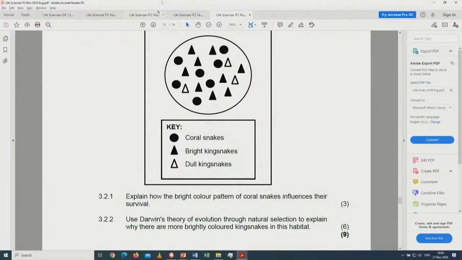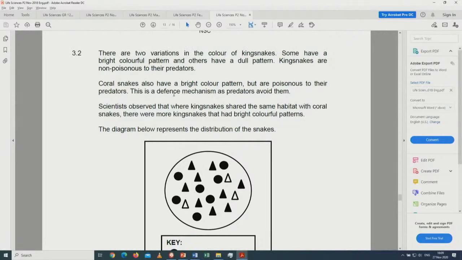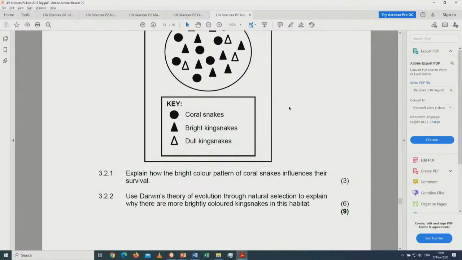Now, they ask us to explain how the bright color pattern of coral snakes influences their survival. Now we know that coral snakes have a bright color pattern and they are poisonous. So the predators will not eat them. So the bright colors make the predators not target them as prey, because the predators know that they are poisonous, so they avoid eating them.